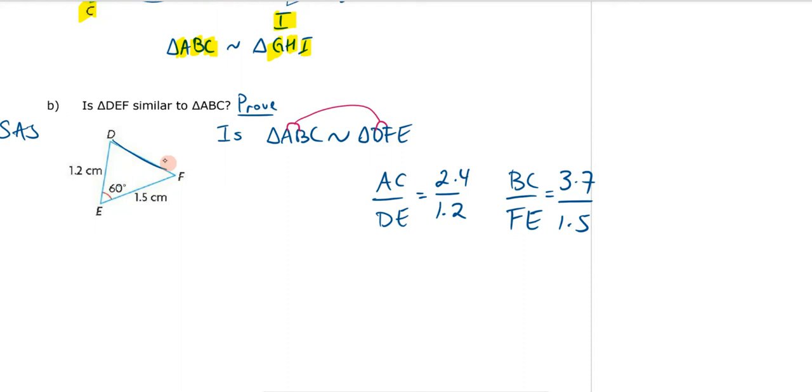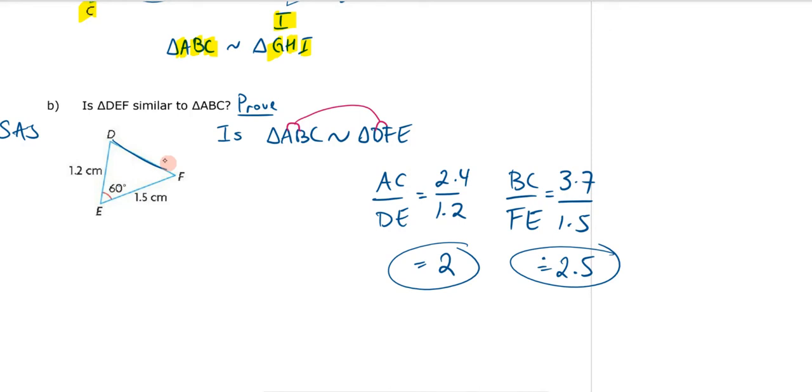Okay, so 2.4 divided by 1.2 is 2. 3.7 divided by 1.5 is a number that's not 2. I believe it's 2.4 or 2.6. 3.7 divided by 1.5 is 2.46 or 2.5 or so. Let's round that. Okay, so now if my ratios are different, then this triangle is not similar.